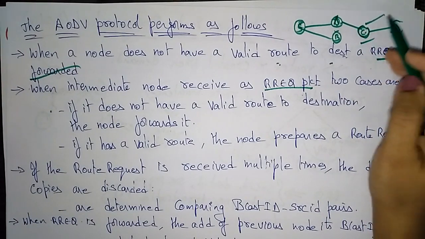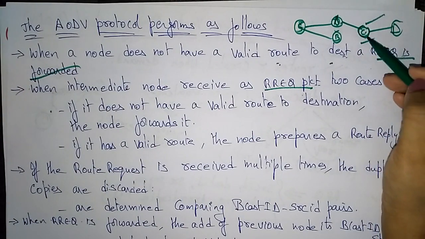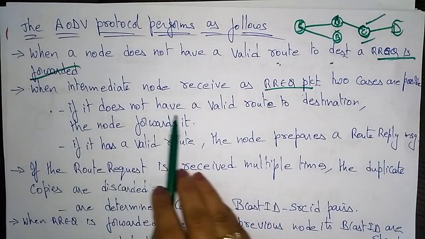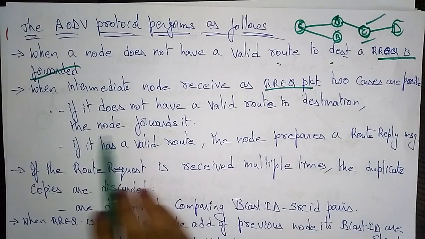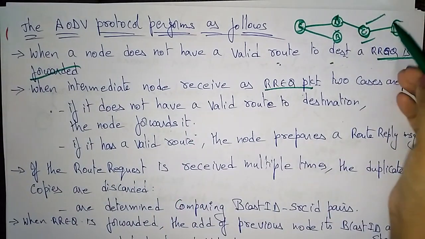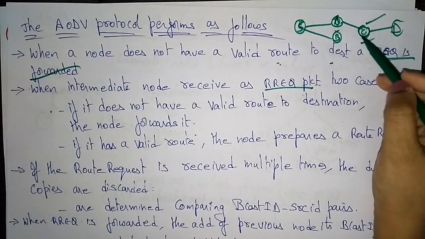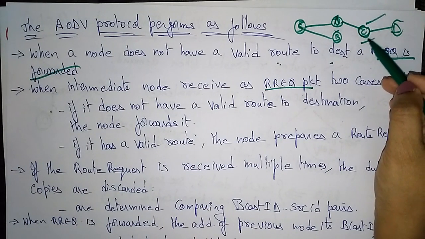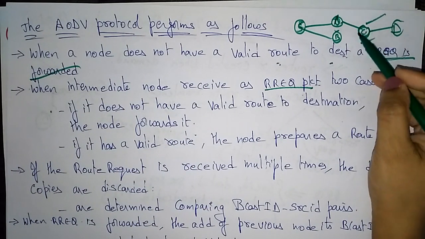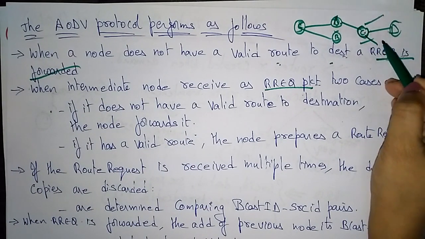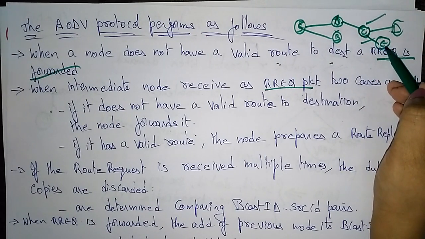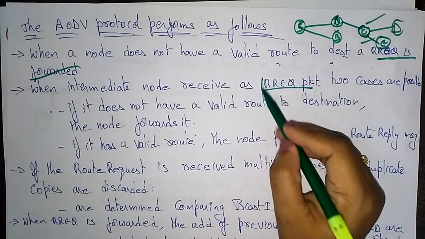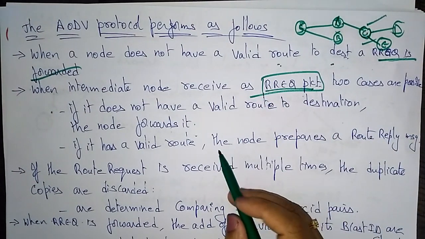So what can this intermediate node do? If it does not have a valid route to the destination, the node forwards it. Suppose for this also it does not have any valid route to the destination, it just asks another node in the network to search for the valid route. Means just forwarding the packet. What packet? The route request packet is forwarded.